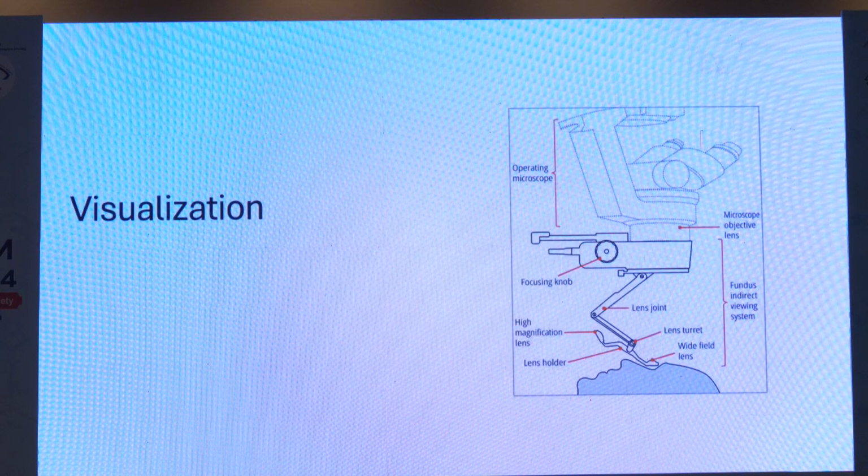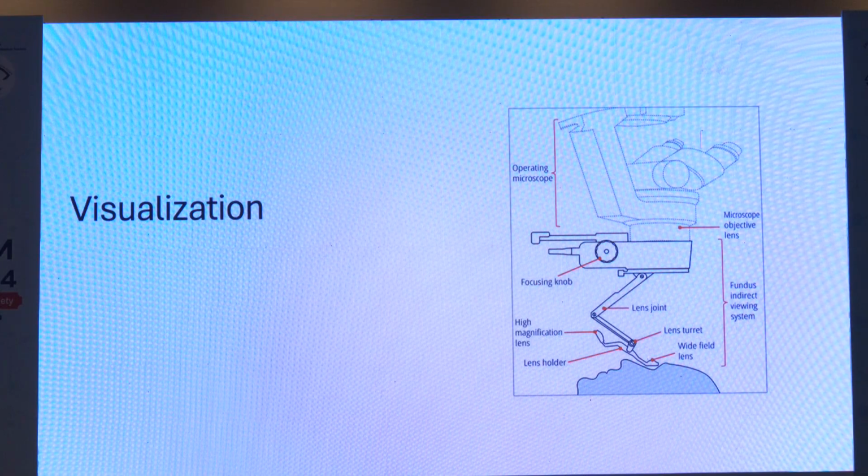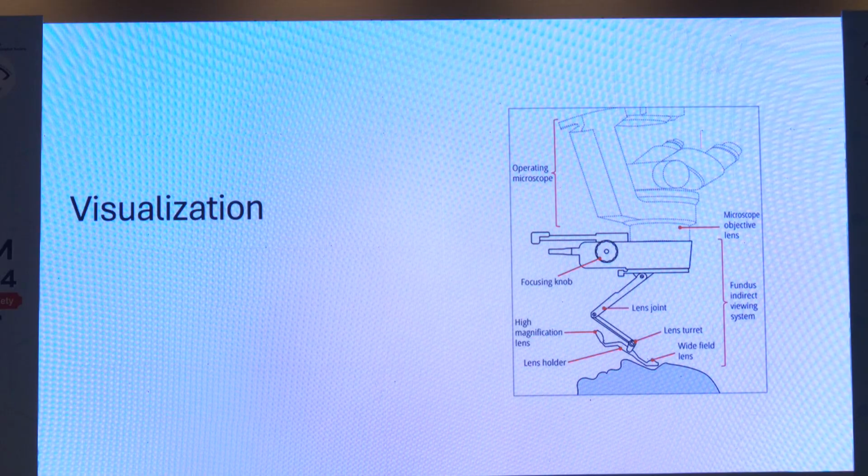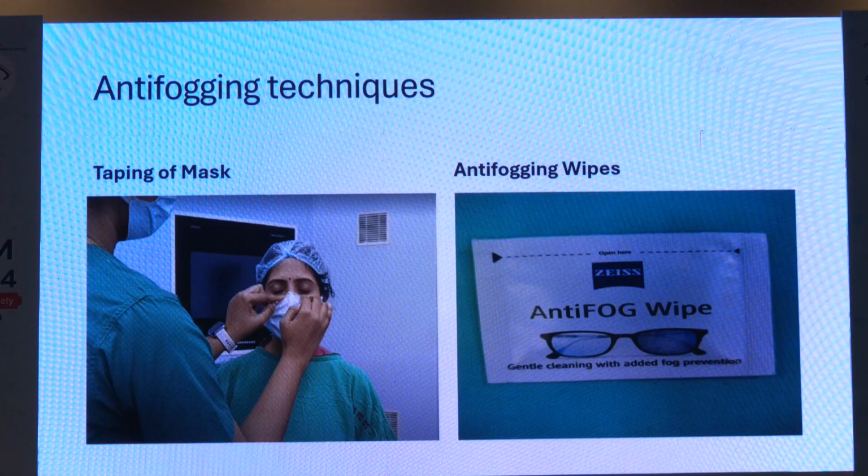Visualization. This is the first and foremost thing. A fresh fellow has a problem. From the eye of the surgeon to the eye of the patient, there are so many interfaces. If there is any obstruction in any of these interfaces, any fogging anywhere, you're not able to see. So you have to address this. First thing, put a tape on your mask.